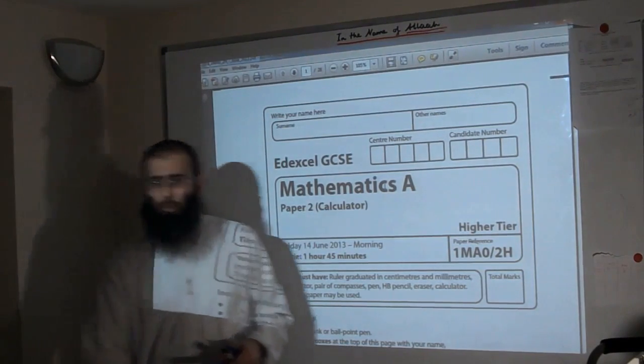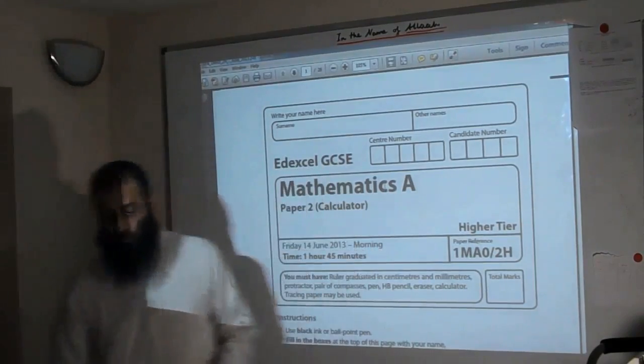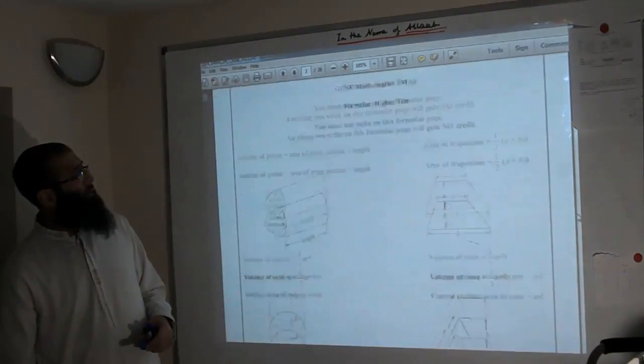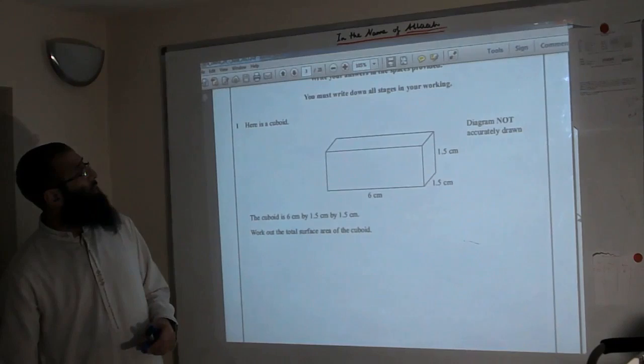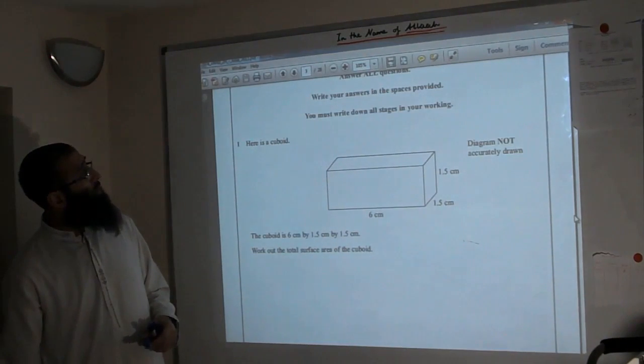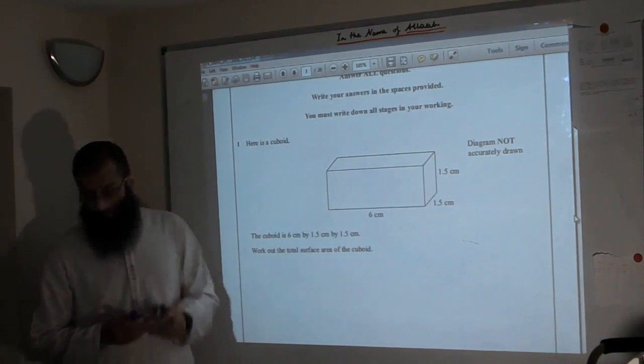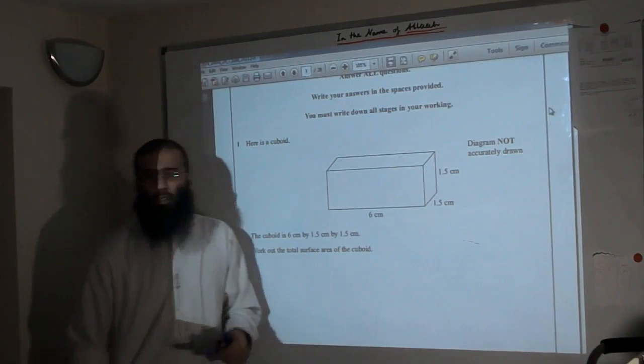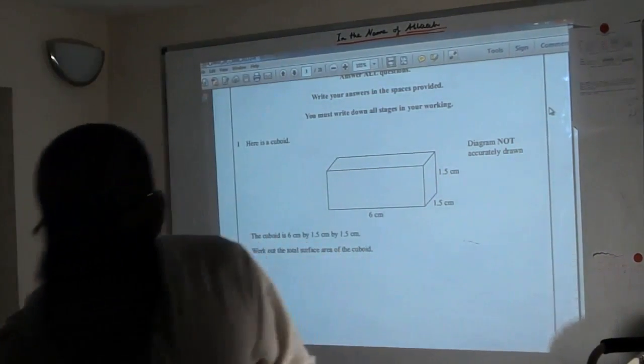Okay, so I think you're supposed to do the last one. It's quite easy. Right, question number 1. Here is a cuboid. Let's see if we can make this. That's what you do. Make it bigger and smaller when you need to.